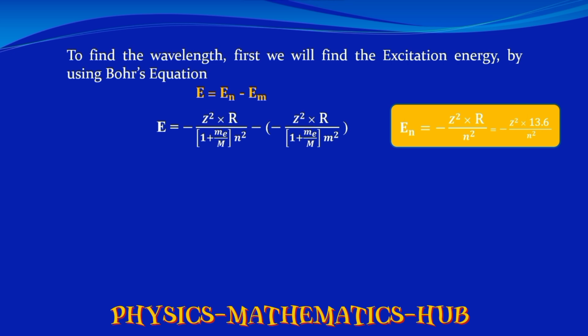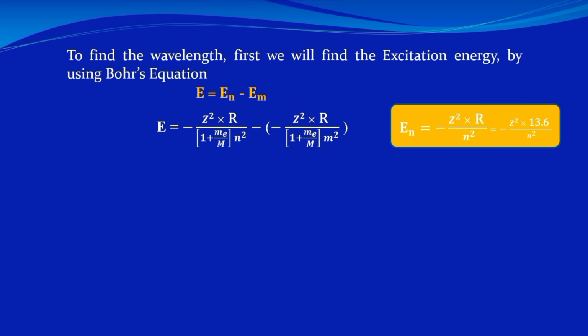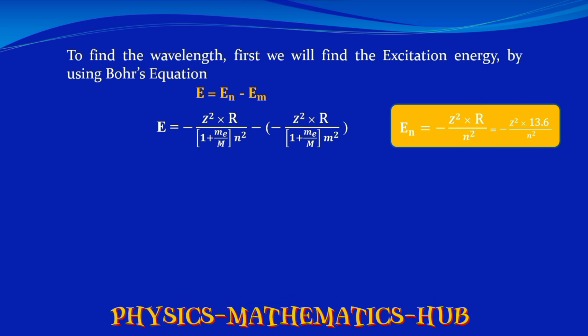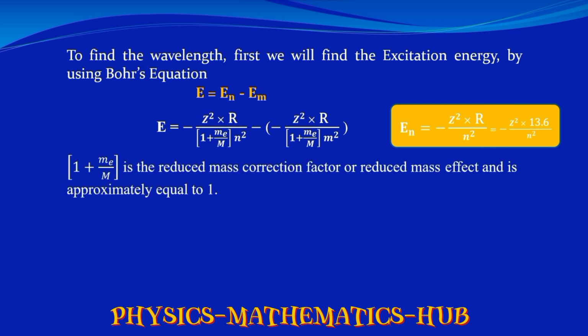Here we can use the simplified form of Bohr's equation, which is En = −Z²R/N², or we can put the value of R, which is the Rydberg constant and is equal to 13.6. So we get −Z² × 13.6/N². In the above equation, we have 1 plus Me divided by M, which is the reduced mass correction factor or reduced mass effect, and is approximately equal to 1.